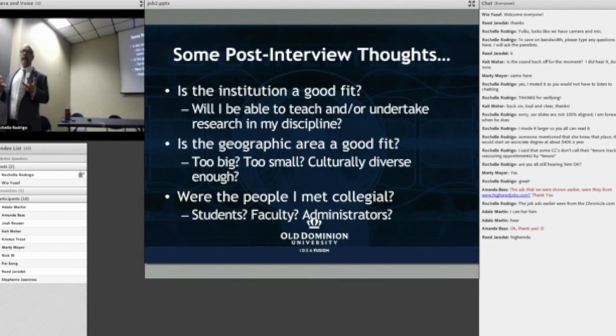And chat to as many people as you can, to students in the hallway, to other administrators, to housekeeping staff, to whatever, so that you can gather the information that you need to make a good decision.